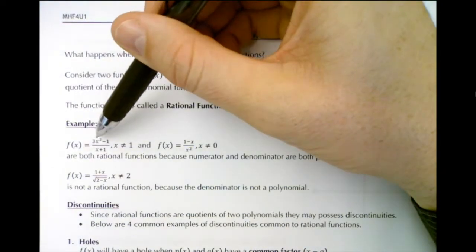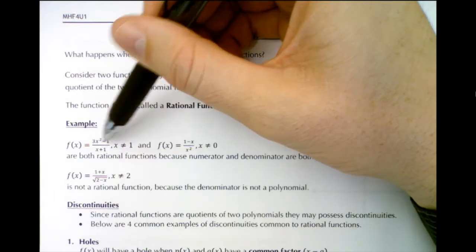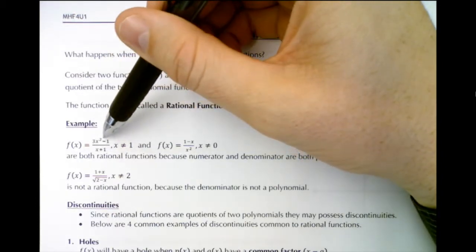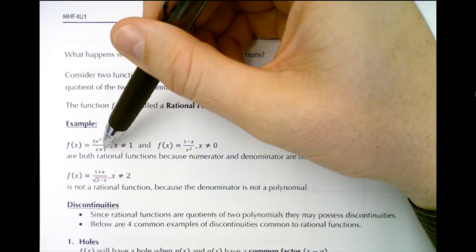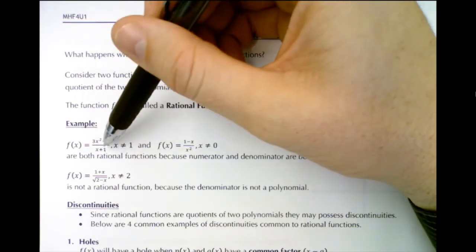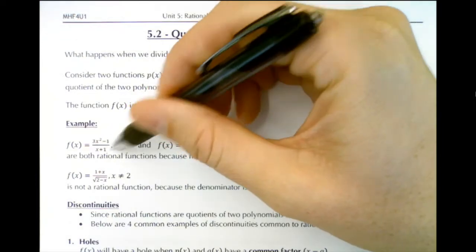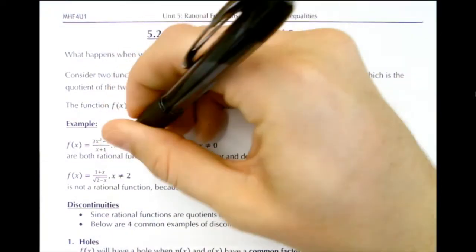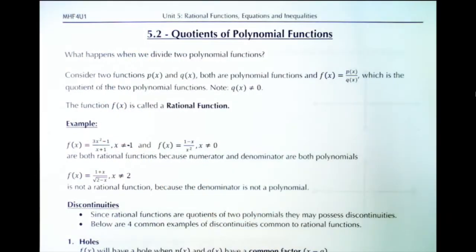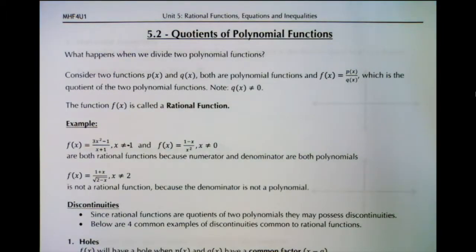Our first example, f of x, 3x squared minus 1 over x plus 1. The top is a quadratic, the bottom is a line. We have polynomial function on top and bottom, therefore we have a rational function. We have a restriction that the denominator cannot equal 0, so x cannot be negative 1, because that would make the denominator 0, and when we divide by 0 we have a restriction.